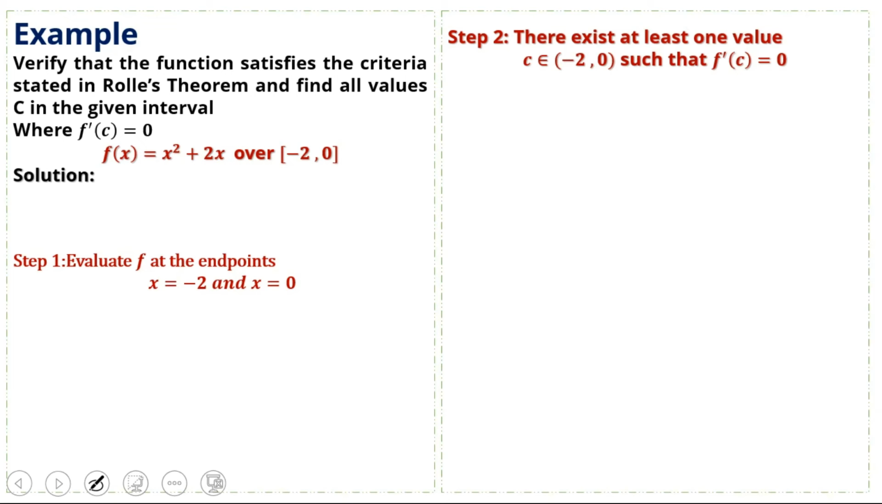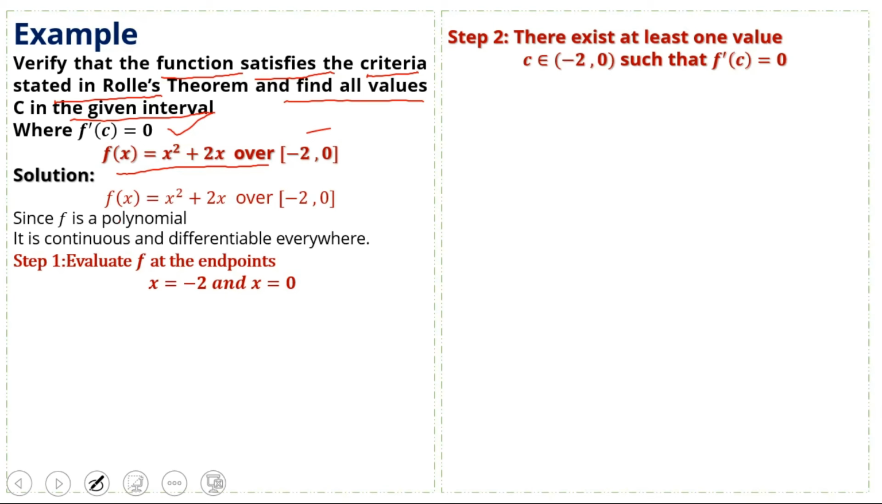the value of the derivative of the function will be equal to 0. Example: verify that the function satisfies the criteria stated in Rolle's theorem and find all values c in the given interval where the derivative of the function is equal to 0. So this is our given function, f(x) = x squared plus 2x over the closed interval [-2, 0], and let's start the solution of this example.